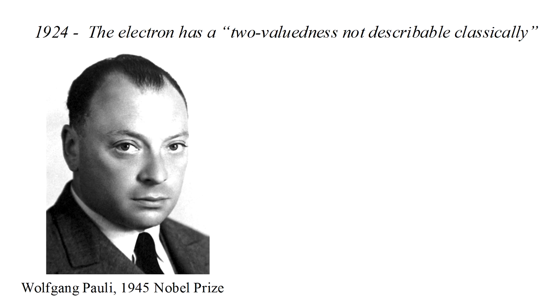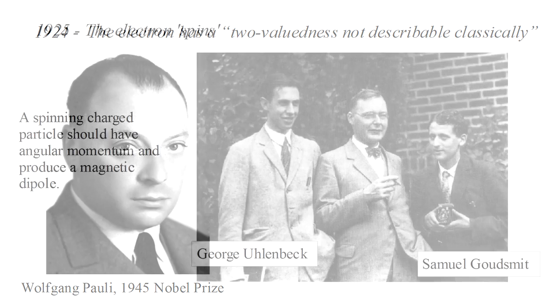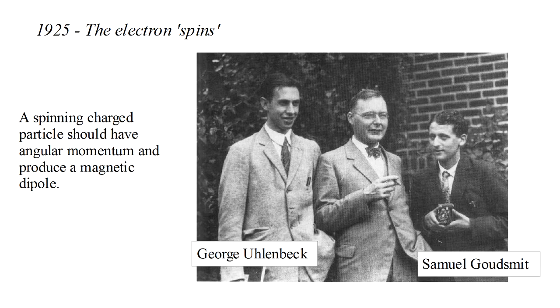In 1924, Wolfgang Pauli proposed that these experimental results are evidence that the electron has a two-valuedness that is, quote, not describable classically. He was being very careful to avoid any analogy with classical phenomena. A year later, graduate students George Uhlenbeck and Samuel Goudsmit proposed that the two-valuedness was due to the electron spinning.